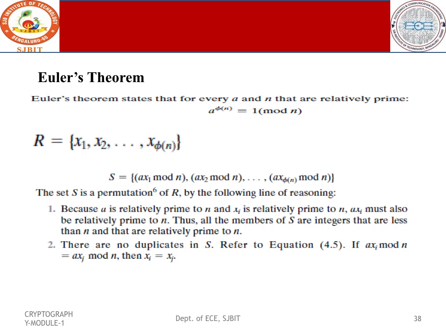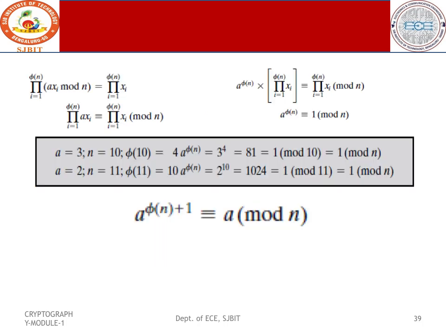The set S is a permutation of R by the following line of reasoning. Because a is relatively prime to n and xi is relatively prime to n, axi must also be relatively prime to n. Thus all the numbers of S are integers that are less than n and that are relatively prime to n. There are no duplicates in S. If axi mod n is equal to axj mod n, then xi is equal to xj. Therefore, it can be given by the equations as shown here.